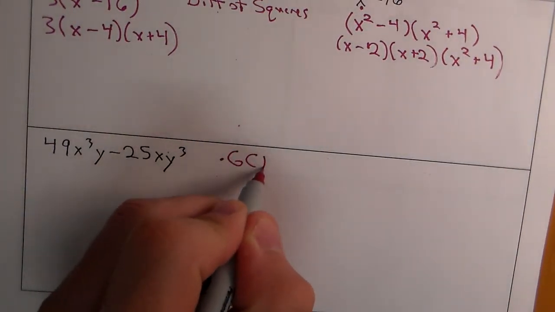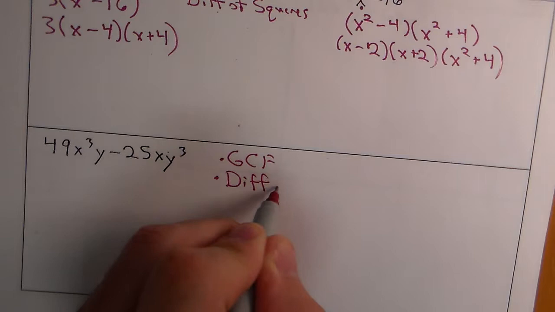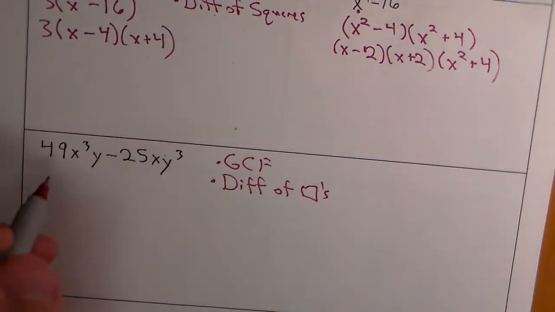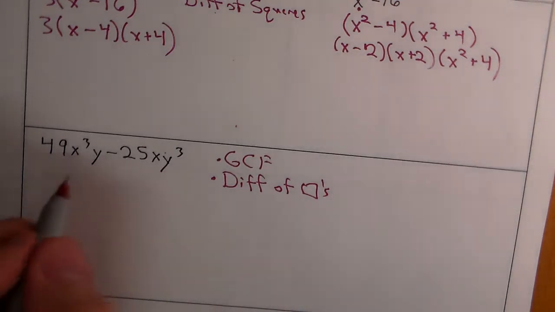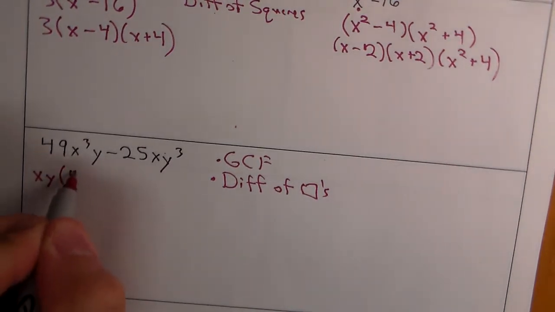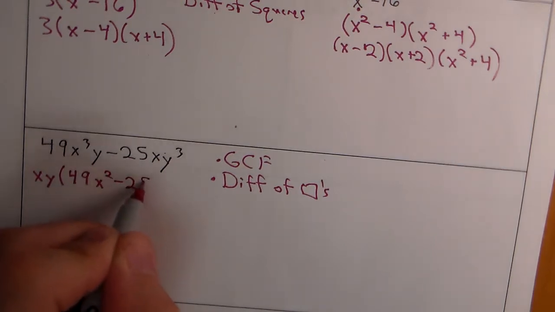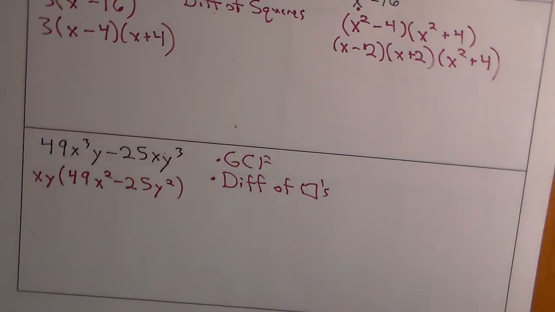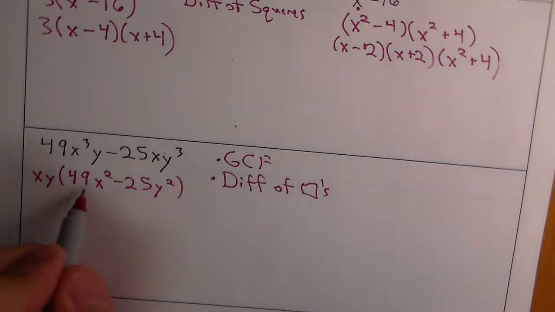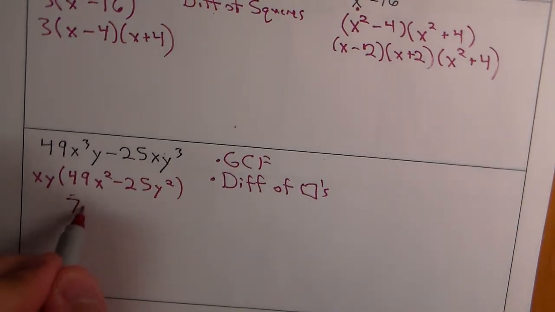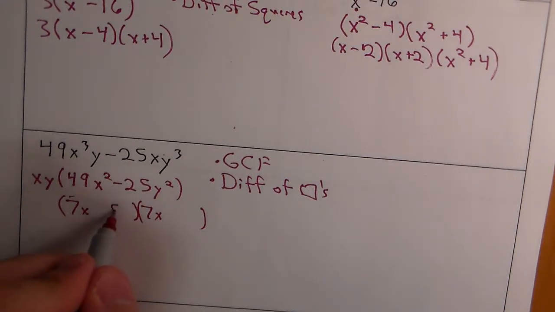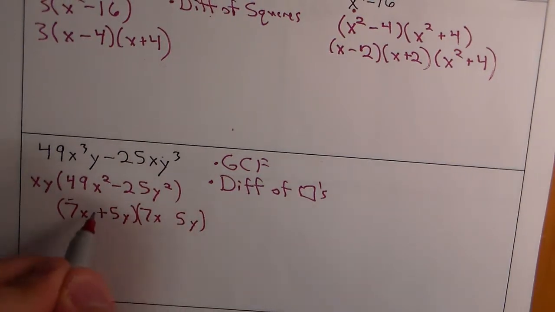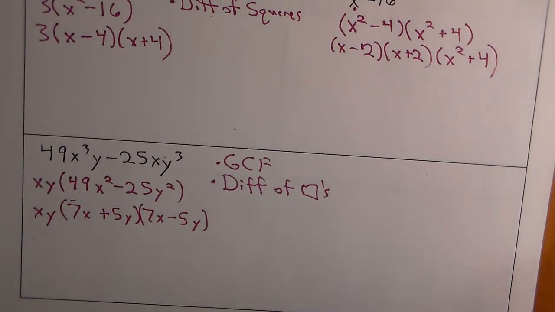Again, I'm going to look GCF first, then difference of squares. If I look at it first, 49 and 25 are perfect squares. The issue is the variables don't work. Now, they both have an x and y in common. So if I take that out, it's now 49x squared minus 25y squared. The square root of 49x squared is 7x. The square root of 25y squared is 5y. Make one addition, make one subtraction, bring down xy, and there is my factored form of the polynomial.